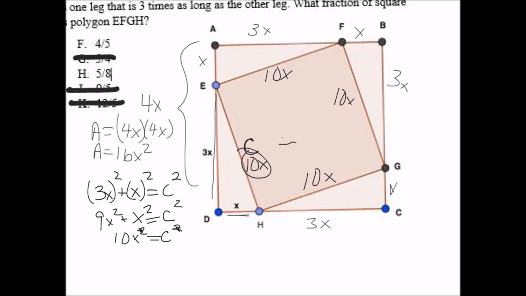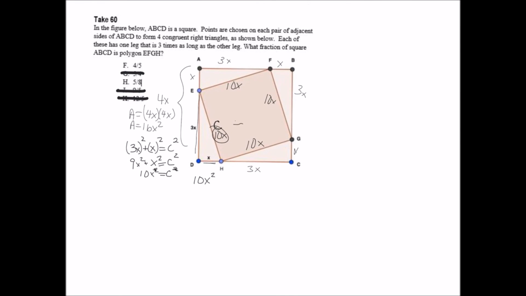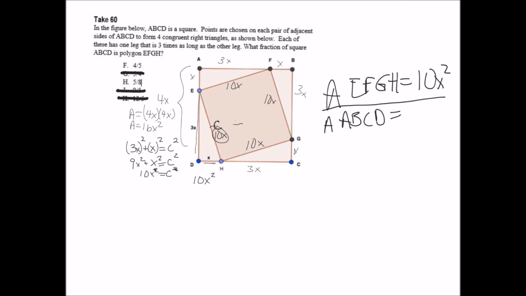Now we can find the area of this to be represented as 10x squared. So overall then, we have the area of the little square, EFGH, equals 10x squared. And the area of the big one, the area of ABCD, equals 16x squared. Now we're just simplifying 10x squared over 16x squared. These x squareds cancel each other out, and 10/16 can be reduced to 5/8. So the correct answer is H, 5/8.